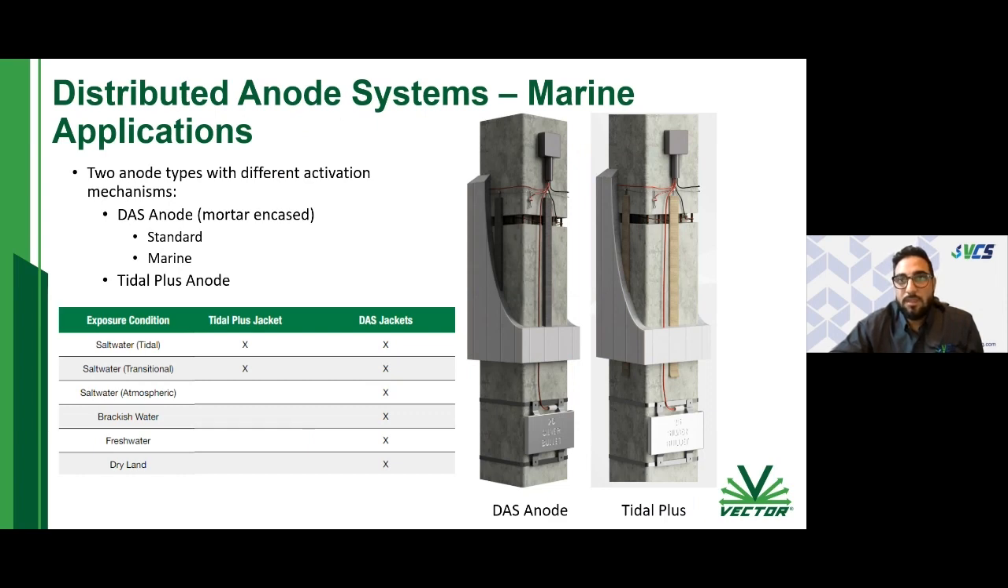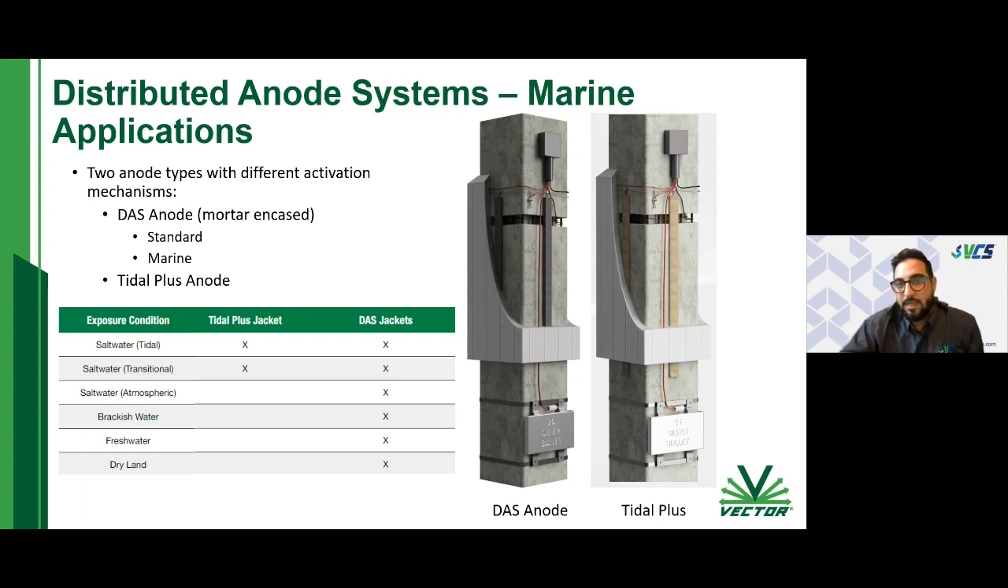Now, obviously, with different applications, there are different types of anodes that can be used with different environments and different settings. So here we have the marine applications, and there are really two different types of anodes. We have the DAS, which is mortar encased. We have the standard and a marine anode. The standard is typically used in dry land, freshwater or brackish water applications, and sometimes atmospherically exposed saltwater applications. And the marine anode is also mortar encased with a highly alkaline mortar. And that's typically used in transitional zones or tidal zones of the piles.